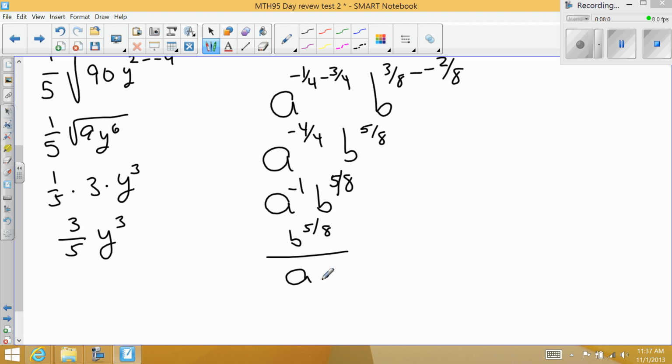If they want the final answer in radical notation, that 5/8, the 8th is our index, and then the 5 is our exponent. So those are equivalent answers. It just depends what notation we're being asked to leave the answer in.